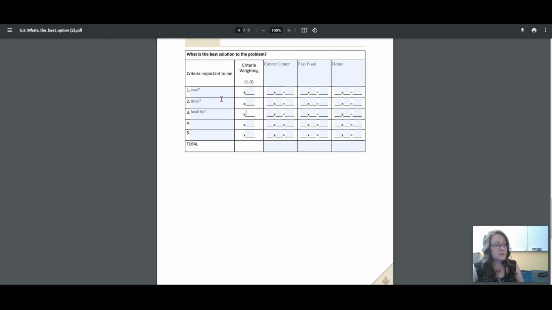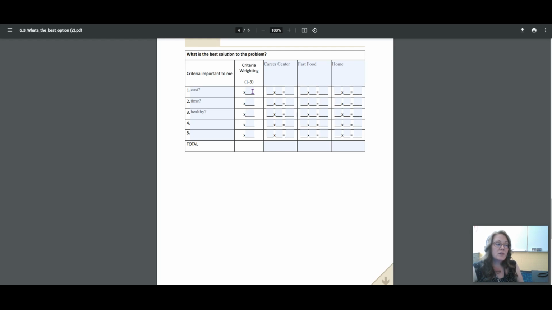Now my options are going to go across the top. My choices are I can go to the Career Center across the street from the high school and have lunch there because they have a food and hospitality program. I can probably venture into town and grab some fast food like Arby's, Wendy's, or McDonald's. Or my third option is that I can go home for lunch because I live close enough to the school. So those are my options. You're going to put those across the top.